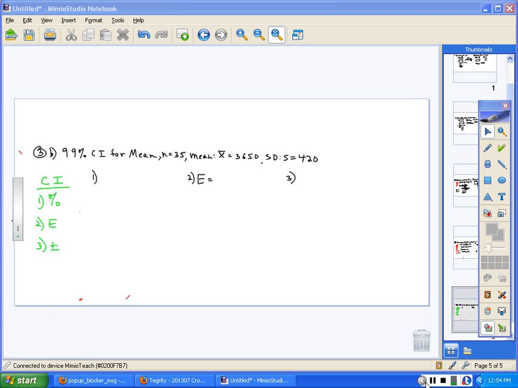What we have up here is the sample standard deviation, S. That's known. But the population standard deviation, sigma, is unknown. So the formula we use is E is equal to t sub alpha over 2 times S divided by the square root of n.